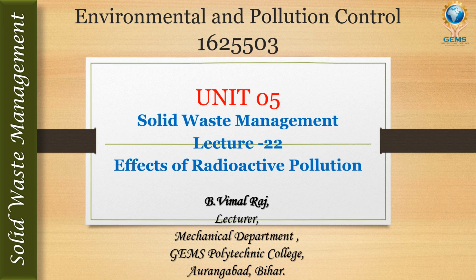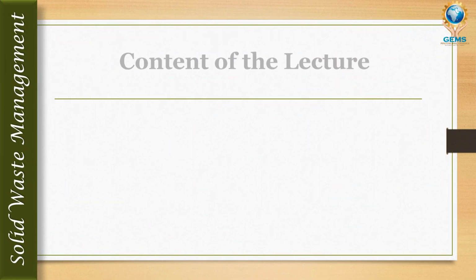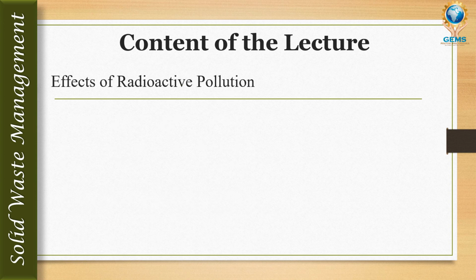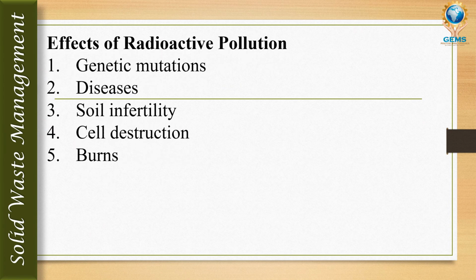So the contents are effects of radioactive pollution. These are the 5 effects of radioactive pollution, and we will be discussing them one by one. The first one is genetic mutation. The second one is disease. The third one is soil infertility. The fourth one is cell destruction, and the fifth one is burns.